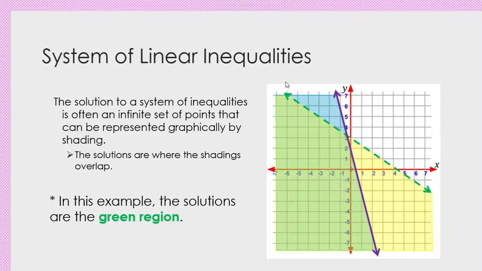Alright, system of linear inequalities. The solution to a system of inequalities is often an infinite set of points that can be represented by shading. So basically the solutions are where the shadings overlap. So in my example, the solutions is where the green region is at. So one will be the blue, one will be the yellow. Those are only the solutions to one of the inequalities. The green is where the two overlap, and that is where the solution for the system of linear inequalities will be at.